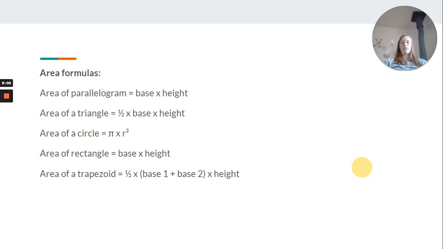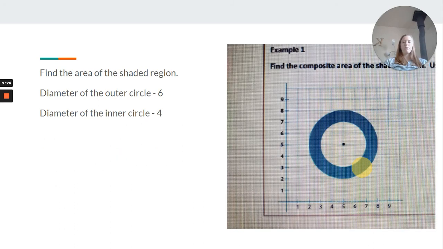All right, next is area formulas. So parallelogram, base times height. Triangle, half the base times the height. Circle, pi times the radius squared. Rectangle, base times height. Trapezoid, half times base 1 plus base 2 times the height. Again, I'll give you the proper equation or formula for the ones you need.